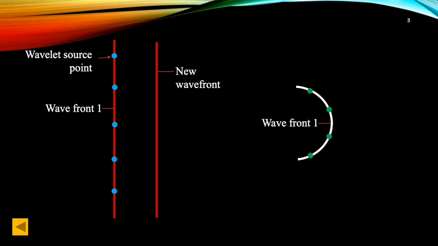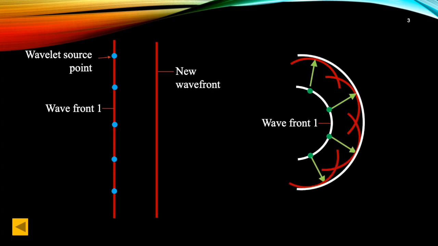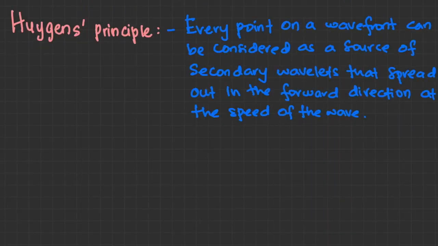The same goes for the circular wavefront. Huygens principle states that every point on a wavefront can be considered a source of secondary wavelets that spread out in the forward direction at the speed of the wave.